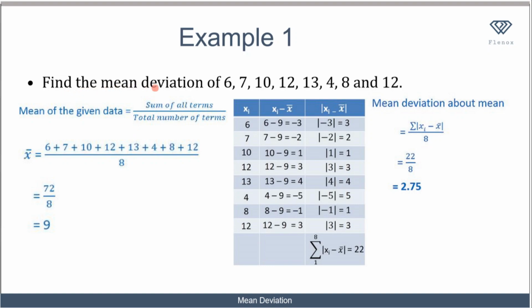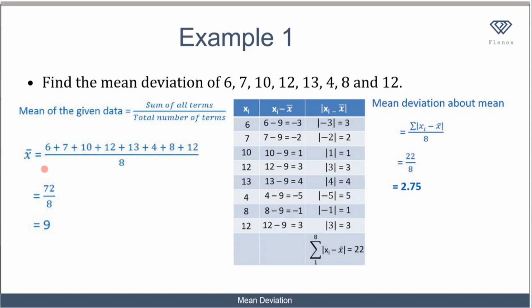Here we are told to find the mean deviation of 6, 7, 10, 12, 13, 4, 8 and 12. So how do we go about this? As I said, the first thing you have to do is to find the mean of the distribution. The mean is given as the sum of all the terms divided by the total number of terms. So we sum all these together: 6 plus 7 plus 10 plus 12 plus 13 plus 4 all the way up to 12.